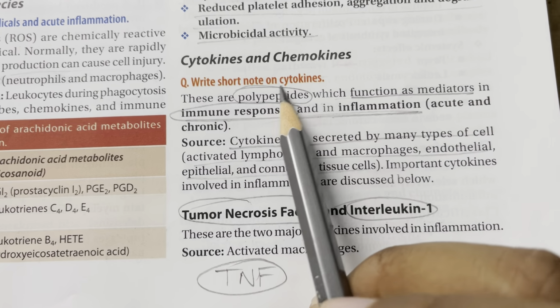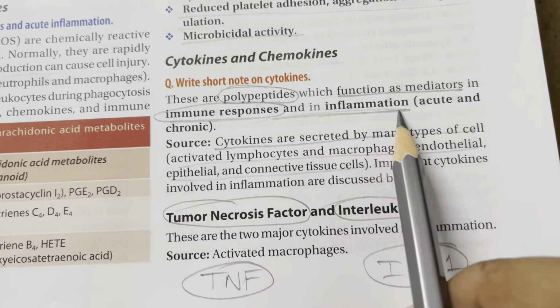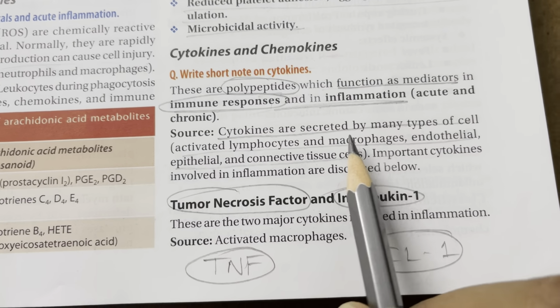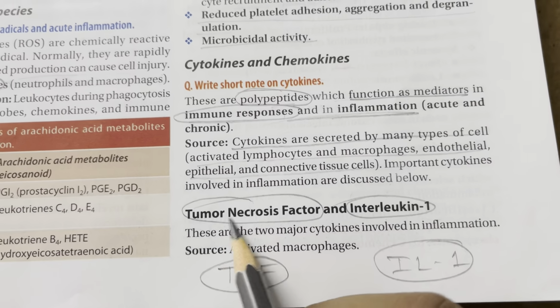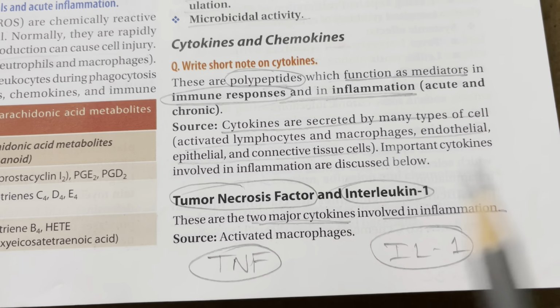Cytokines and chemokines. Cytokines are polypeptides which function as mediators in immune responses and in inflammation, acute and chronic inflammation. They are secreted by many types of cells. Important ones are TNF and IL-1, the two major cytokines involved in inflammation. The source is activated macrophages.